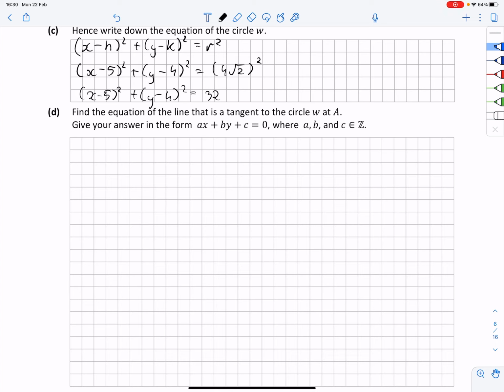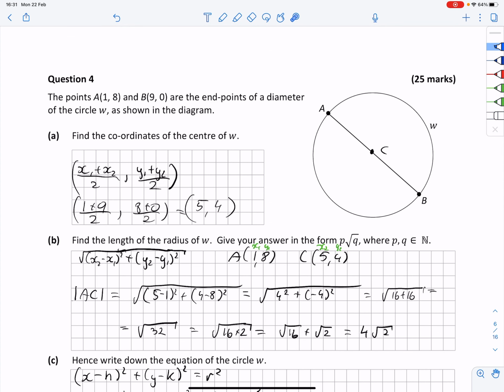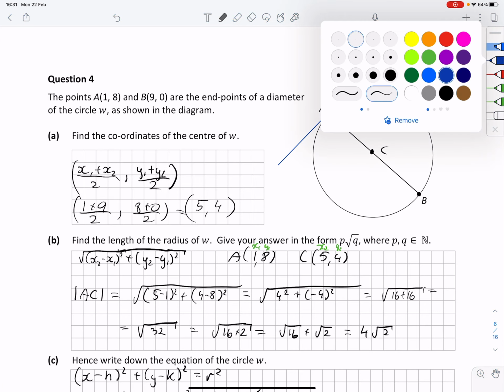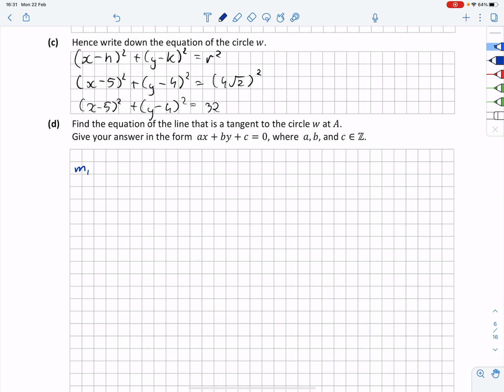So then for the next part of the question, we have to find the equation of the line that is tangent to the circle W at point A. So the line is tangent at point A, so I'm going to draw this line over here. Actually, let me draw a little better drawing here. So this line is tangent at A, which means that the angle between it and the line containing the diameter is 90 degrees. So I can find the slope of this line using the slope formula. m1 multiplied by m2 for perpendicular lines is always minus 1. So let's find m AB for line AB.